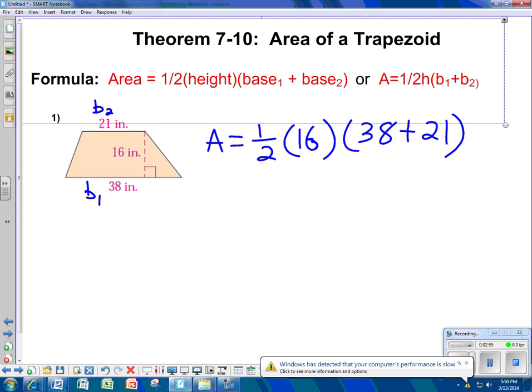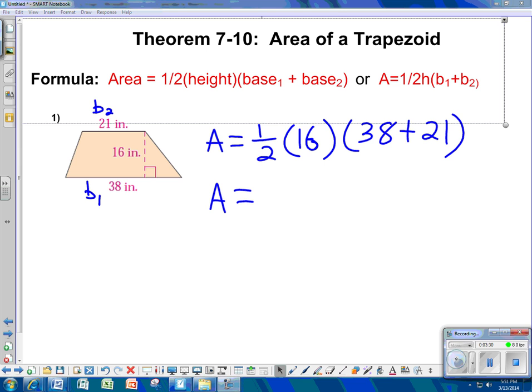Okay, so we have our equation written out. We have the area equals 1/2, 16 for the height, times the sum of the base 1, which is 38, and base 2, which is 21. All right, the next step is to just put this all in our calculator. If you're having trouble with the fraction of 1/2, you can change that 1/2 to 0.5. And just remember that you need to have parentheses around the 38 plus 21. If you don't put parentheses around it, you will get a different answer than what we're getting.